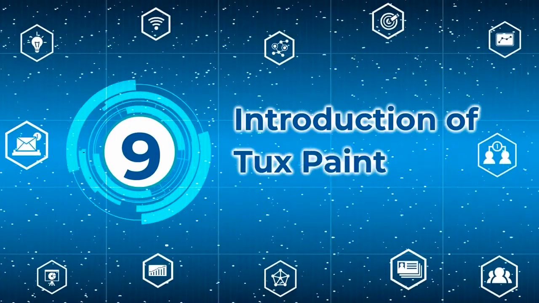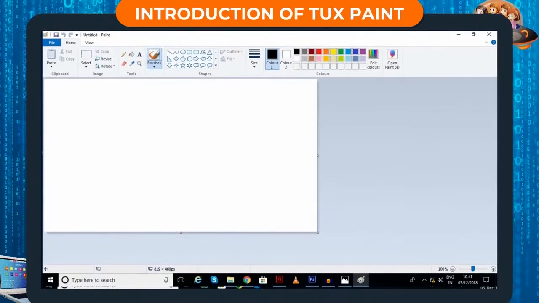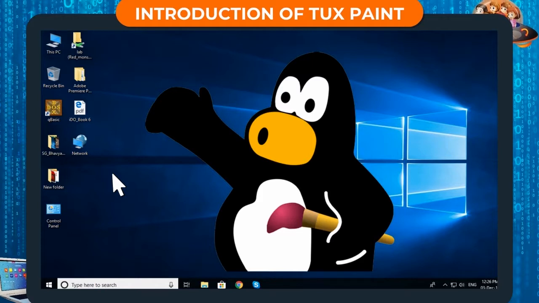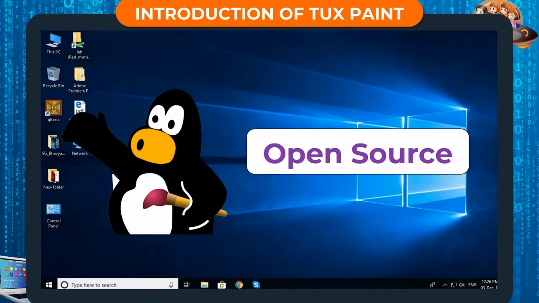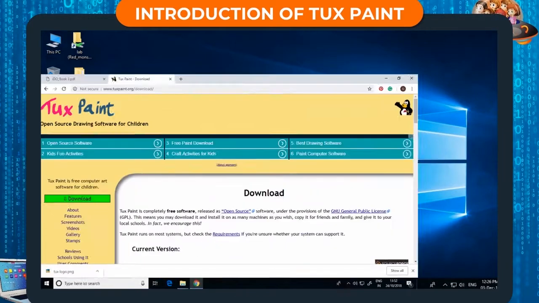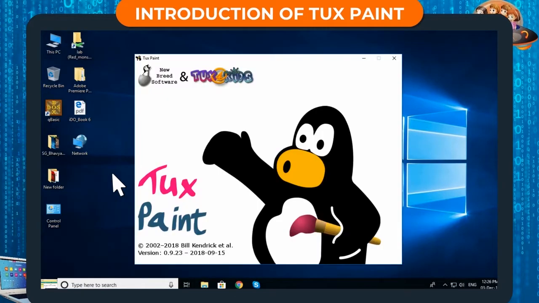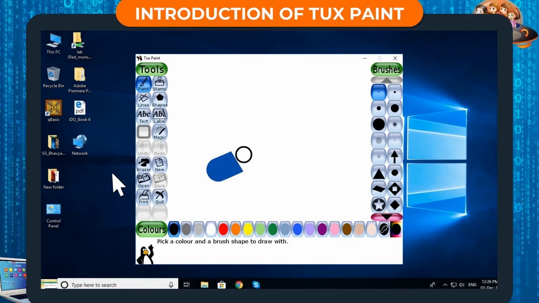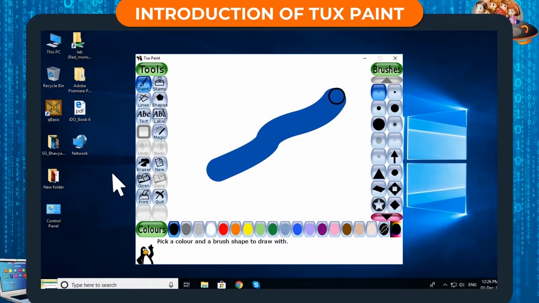Introduction of Tux Paint. MS Paint is not the only software that helps us to make drawings. We can also paint using a program called Tux Paint. Tux Paint is an open-source, free drawing software that can be downloaded from the internet. It is extremely simple to use and has a lot of interesting features to make drawing a fun experience for young children. Children also enjoy the funny sound effects that are played when tools are selected and used.